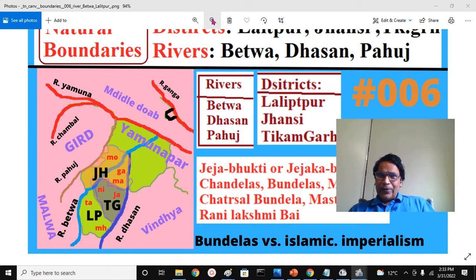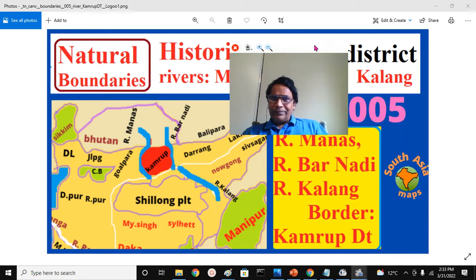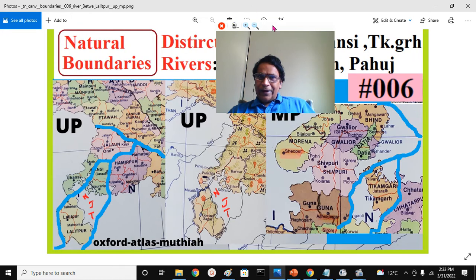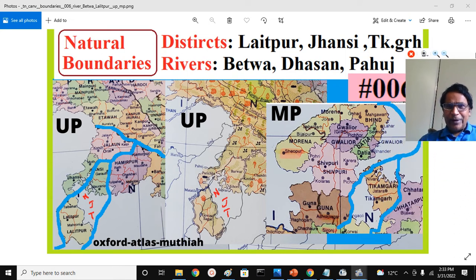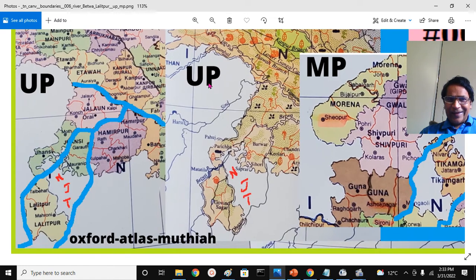And when you look at this in a little more detail, this is the other presentation. Here I am showing the district natural boundaries from a different perspective. So you will have clarity here. Here again the Lalitpur district, this is the Tikamgarh district, and this is the Jhansi district. This is the Betwa river here and the Dhasan river here.